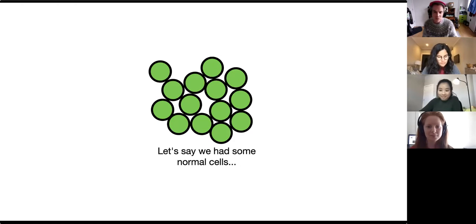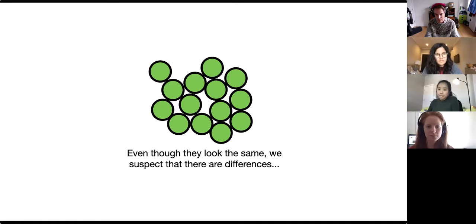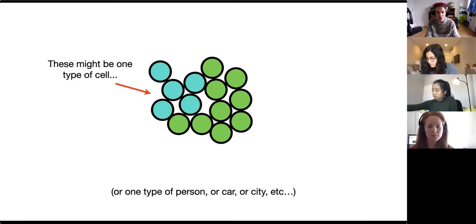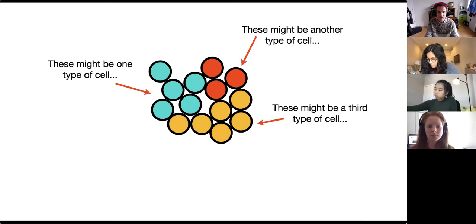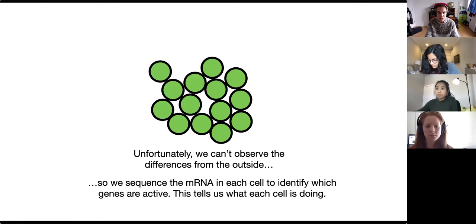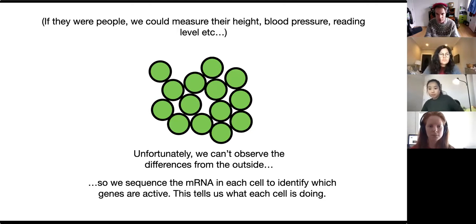Anyways, so let's get back to our normal cells. And like I said, if you're not a biologist, these could be people or cars or cities. And like we just saw, even though they look the same, we suspect there are differences. And these could be one type of cell or person or car or city. These could be another type of cell. And these might be a third type of cell. Unfortunately, we can't observe the differences from the outside. So we sequence the messenger RNA in each cell to identify which genes are active. And this tells us what each cell is doing. And we could also measure other things if we were looking at other things.